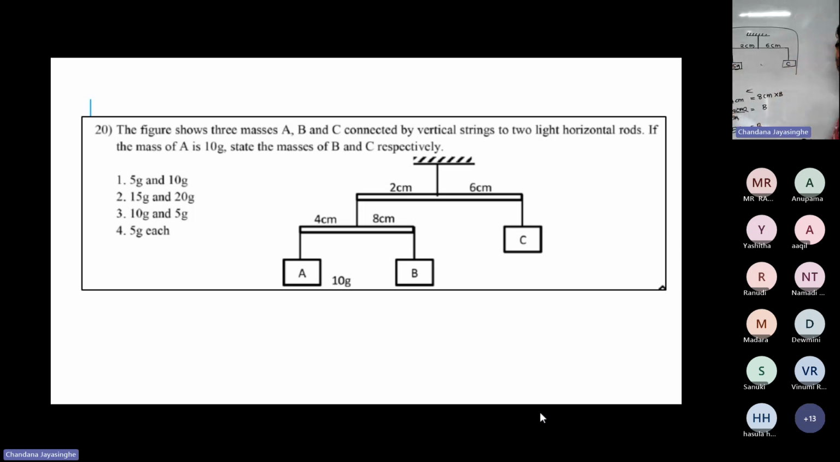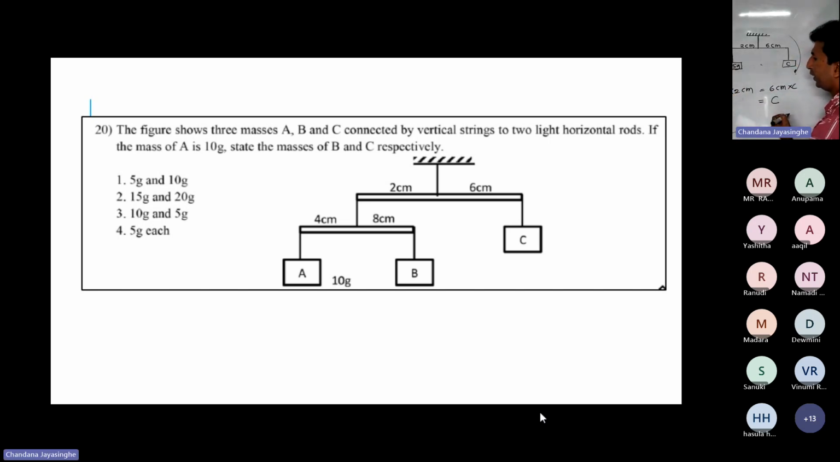Now we have to find C. There also we use what? Clockwise and anti-clockwise moment. We found the B, 10 gram plus 5 gram, 15. We don't know the C. Again, we apply the data from here. Clockwise moment means what? 6 centimeter into C. Here, 15 into 2 centimeter.